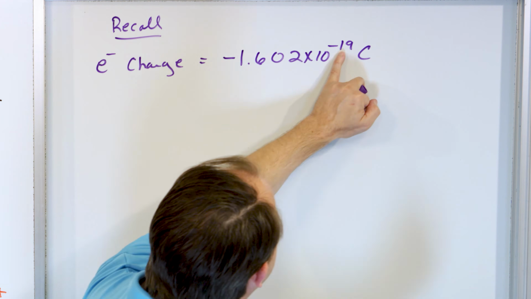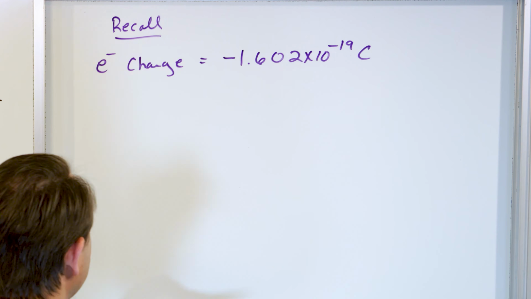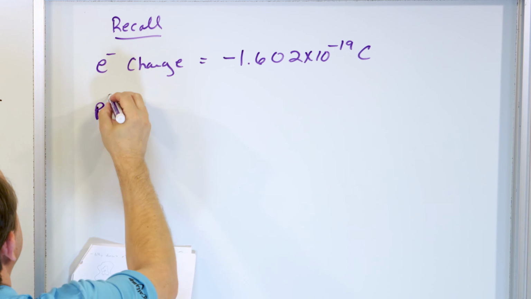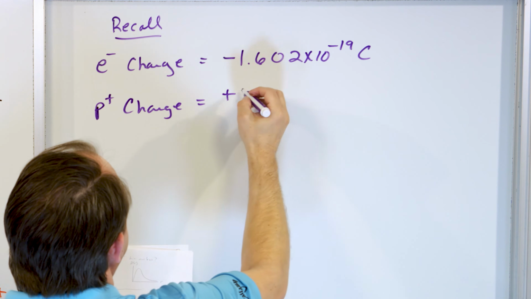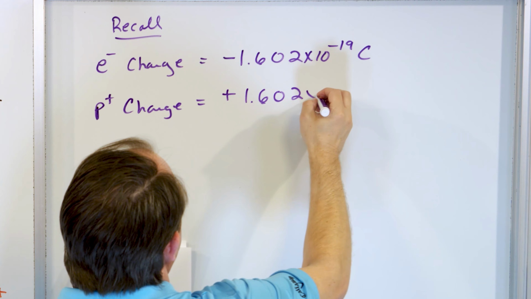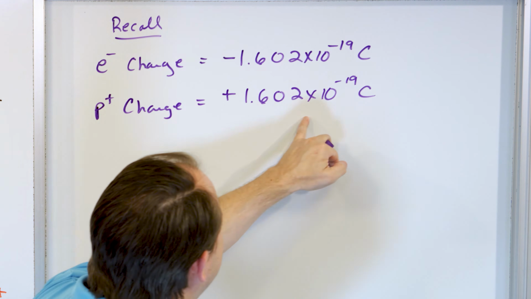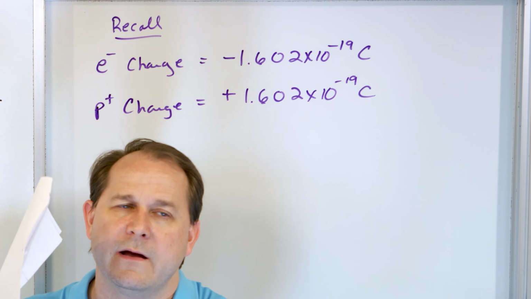But notice this is a really tiny number. Why? Because an electron is a really tiny thing. You don't usually encounter one single electron, but that is the charge on the electron. Protons have a charge of positive 1.602 times 10 to the negative 19 coulombs. Now notice, first of all, that these are exactly the same. It's not that they're close. They're exactly the same. It's kind of a mystery.